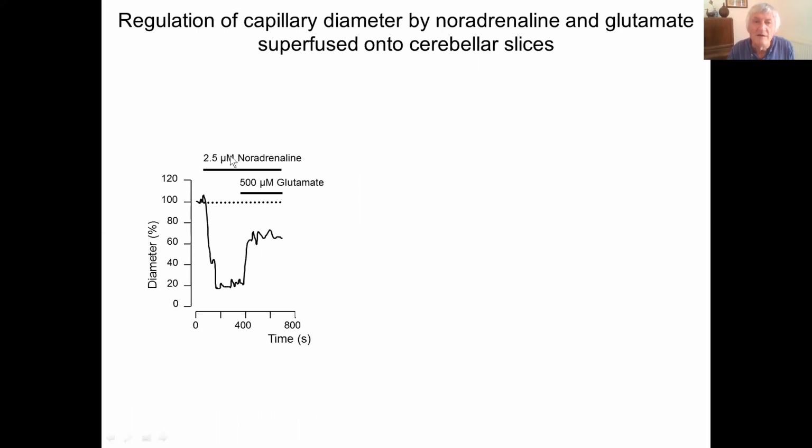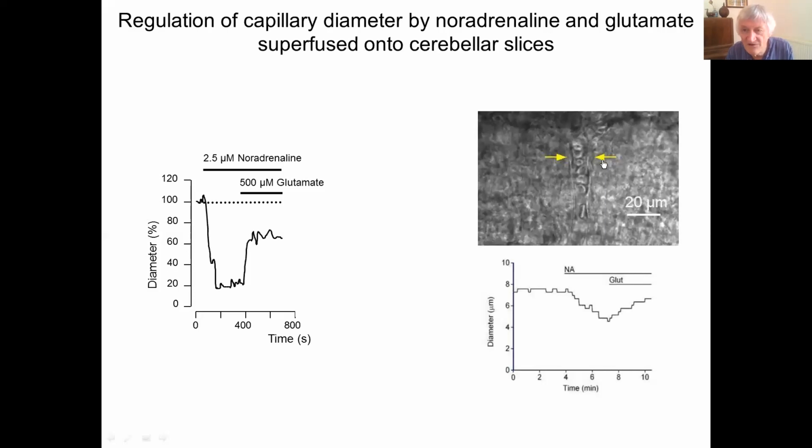tone. Noradrenaline in the brain is released by the locus coeruleus axons. And if you measure the diameter of one of these capillaries and apply noradrenaline, you get a constriction of the vessel. And if you then superimpose glutamate to mimic neuronal activity, you get a dilation of the vessel. I'll show you a movie of that happening in the cerebellum.